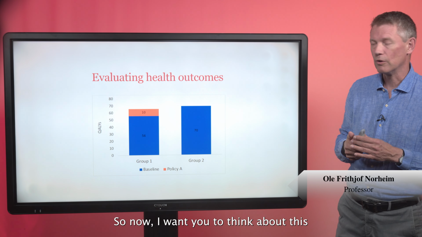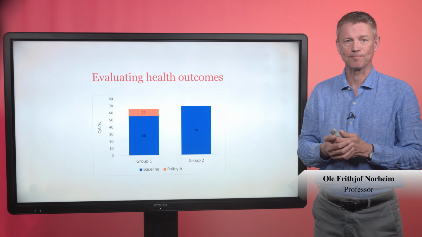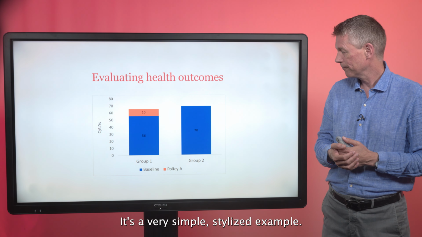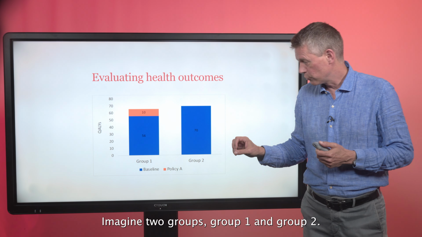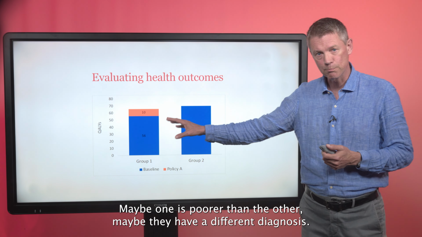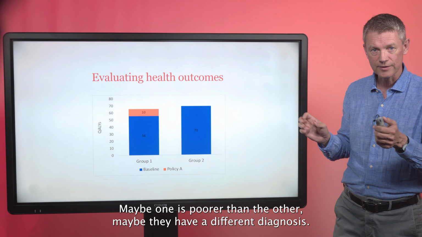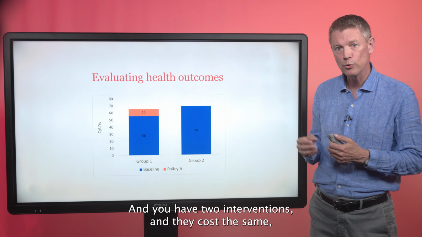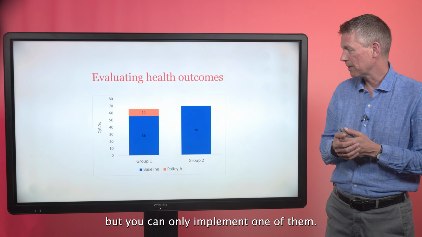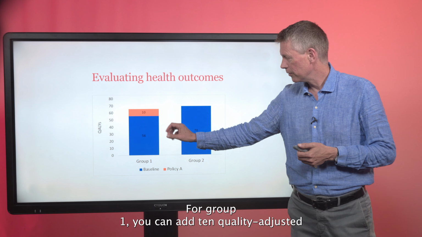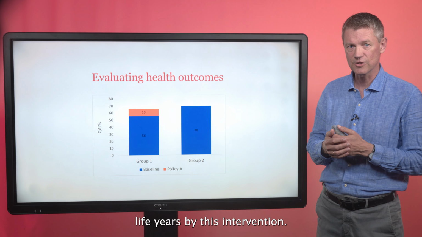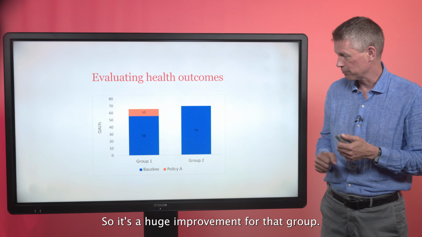So now I want you to think about this example. It's a very simple, stylized example. Imagine two groups, group 1 and group 2. Maybe one is poorer than the other, maybe they have a different diagnosis. And you have two interventions and they cost the same, but you can only implement one of them. For group 1, you can add 10 quality adjusted life years by this intervention. So it's a huge improvement for that group.